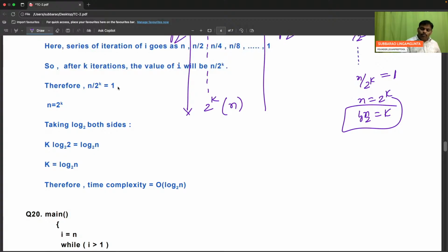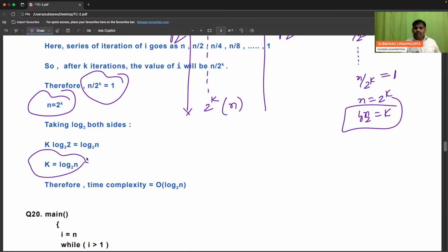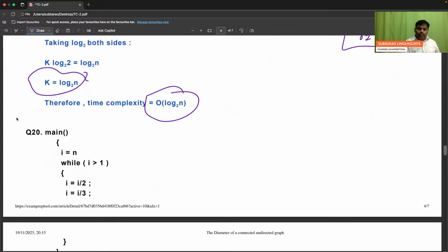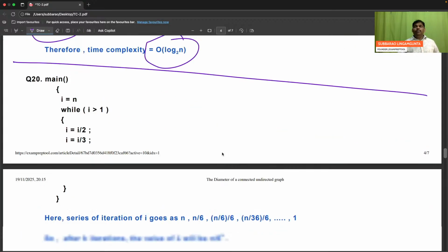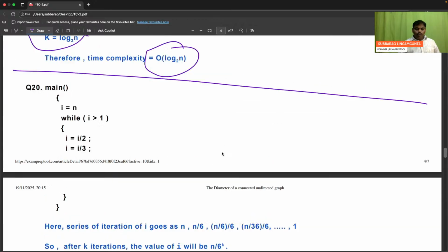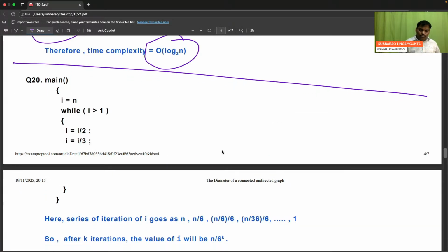N by 2 power k is equal to 1, n is equal to 2 power k, k becomes log n base 2. Time complexity becomes log n. So problem number 19 also you are done. Can you go to problem number 20? Almost similar. We'll do this also.